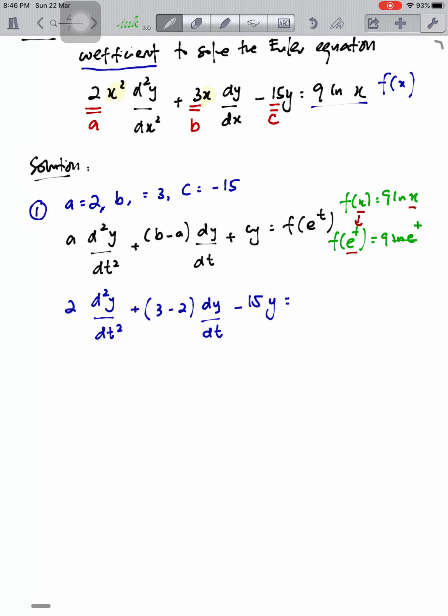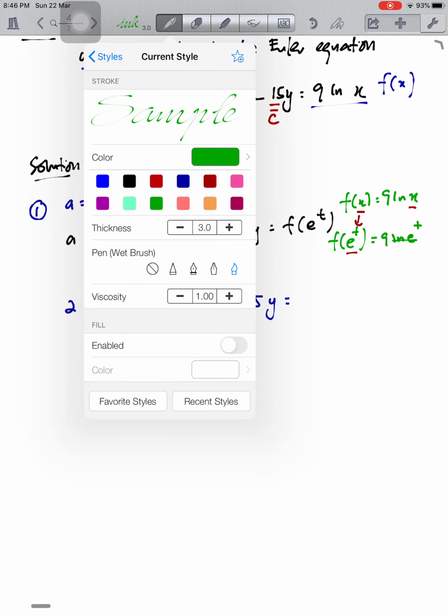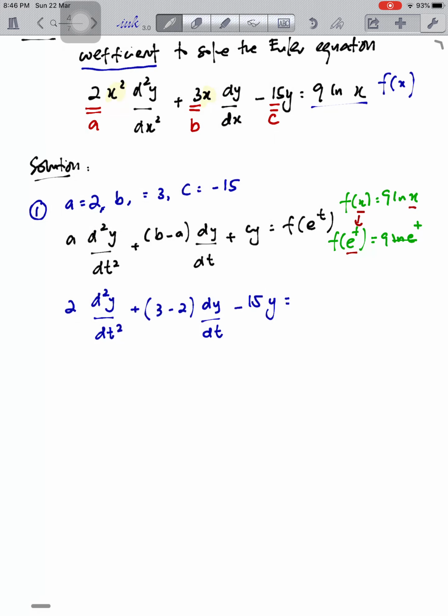But we know log and exponential are the inverse of each other. So therefore I can actually simplify. The right hand side is going to be 9t. Okay, so simplify them. Well, it's going to look very complicated. It's going to be intimidating as well. Right, so basically this is my constant coefficient equation.